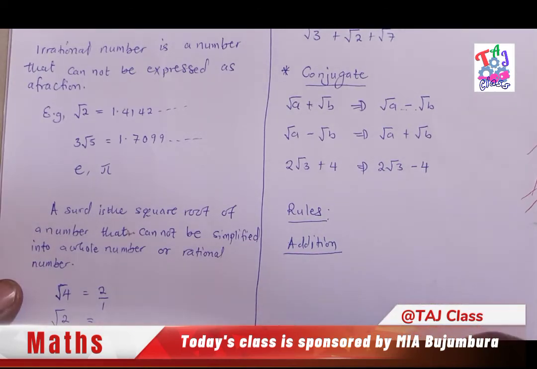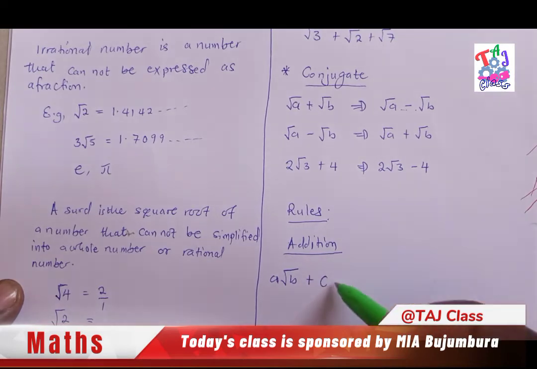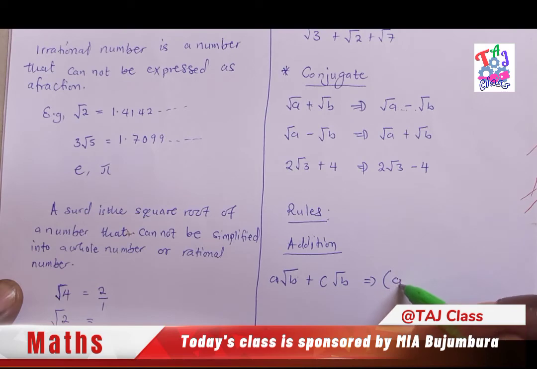Under addition, if any surd is given, let's say A to the square root of B plus C to the square root of B, as long as what is under root here is the same, you only add this and follow it by that. So it means here you look for the common factor, you put it outside the brackets, and then you add these ones. So A plus C, and then close brackets, you multiply it with this common factor here.